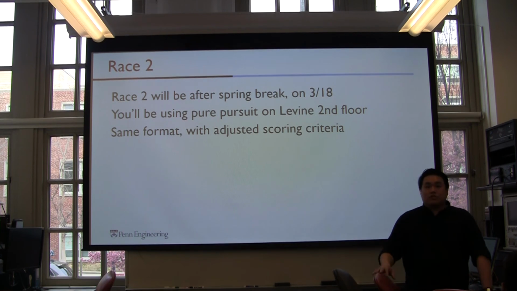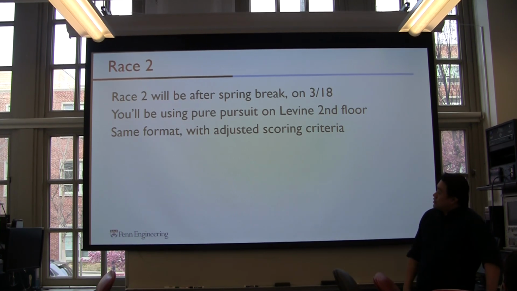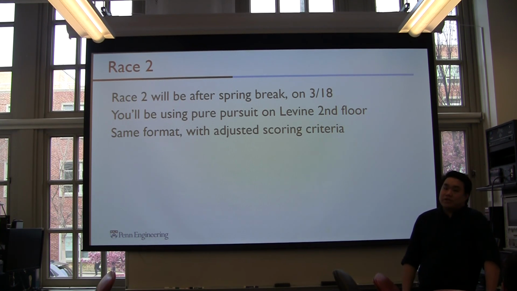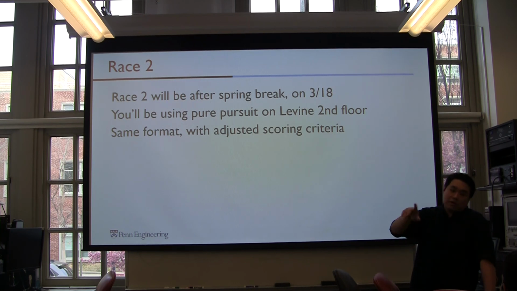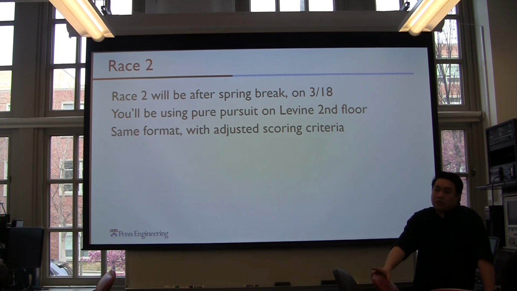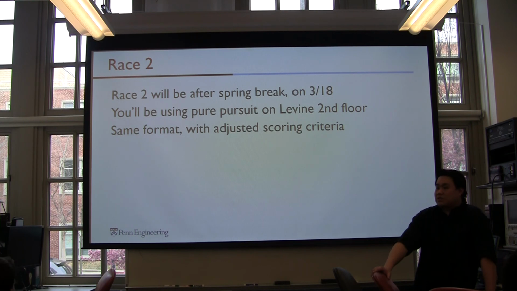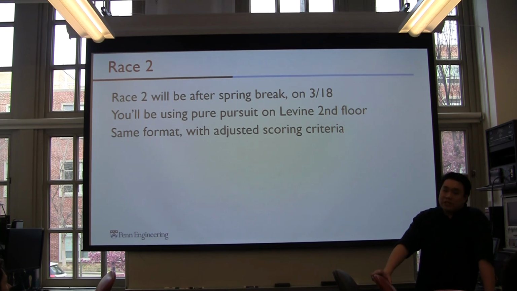Race 2 is going to use the map-based approach that we just described. You're going to have a map, you're going to localize, and then you're going to use pure pursuit to go around the track. We're still doing one car time attack, the same format as last race. Our scoring criteria we're going to adjust, because you guys are going to be way faster this time.